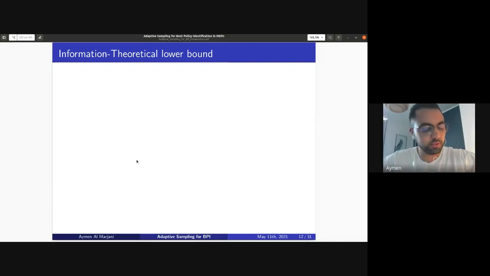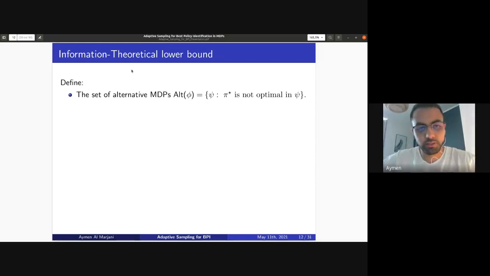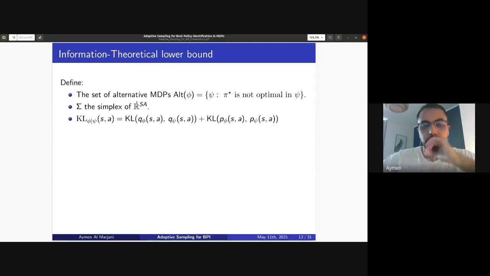Yeah. So before we try to devise an algorithm, we have to know what to aim for or what we can hope for. So it makes sense to start with an information theoretical lower bound. Now, before introducing our bound, we need a few definitions. So we define the set of alternative MDPs, which is simply the MDPs psi, where pi star is no more optimal. So recall that pi star was the optimal policy in the MDP phi. We define sigma to be simply the simplex over state action pairs. And the KL divergence between phi and psi at the pair SA is simply the sum of KL divergences between reward kernels and the KL divergence between transition kernels at the pair SA.